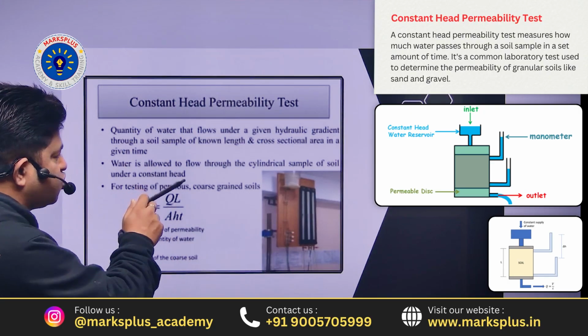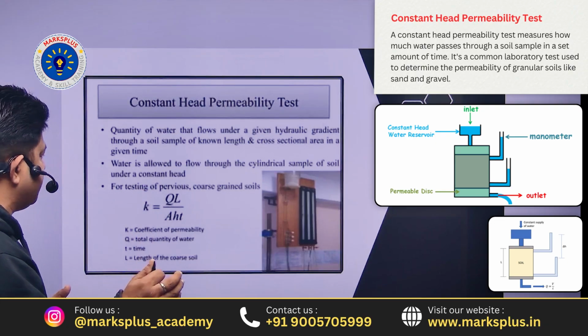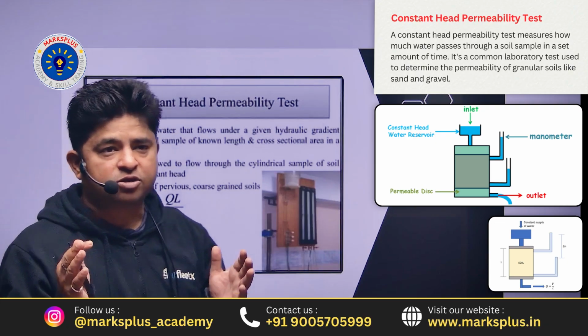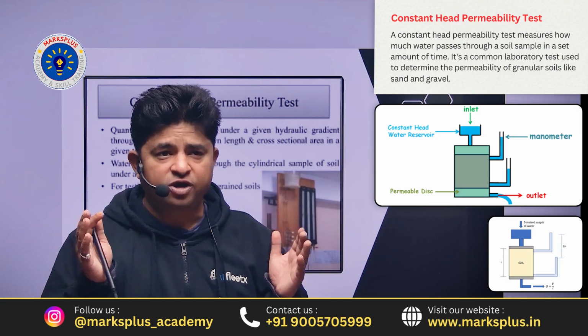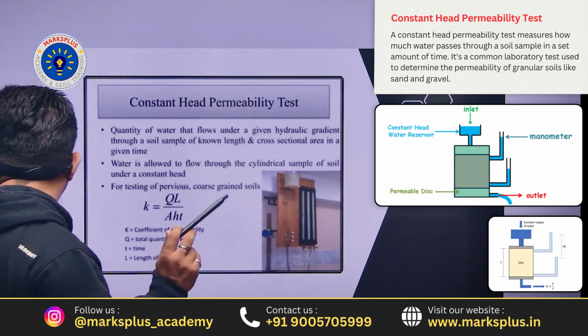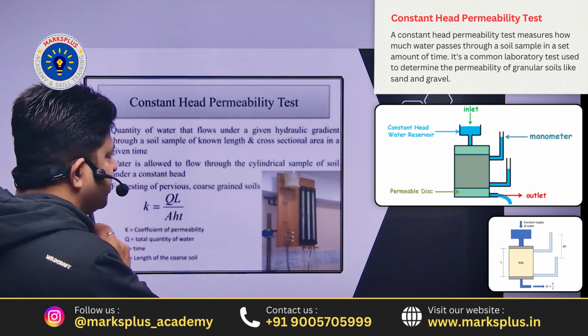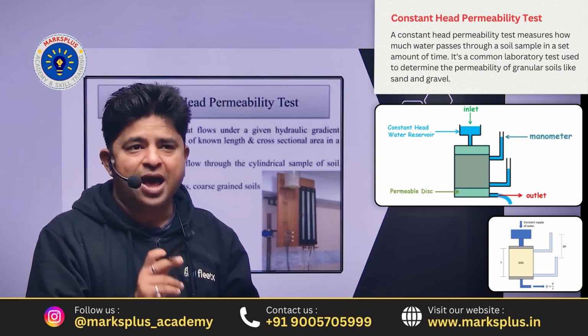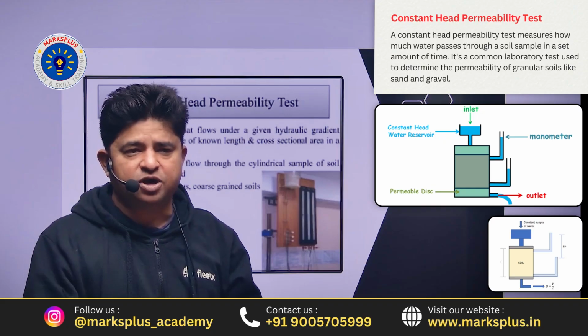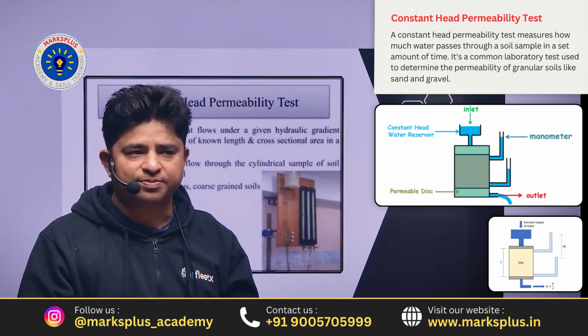So water is allowed to flow through the cylindrical soil sample under a constant head, means the soil sample we are taking, the length of the soil we are taking is in cylindrical form. Okay, so basically the constant head permeability method दोस्तों याद रखिए कि it is used for coarse grain soil, and the total head will remain the same, the cross-sectional area and the length of the soil sample remain the same.